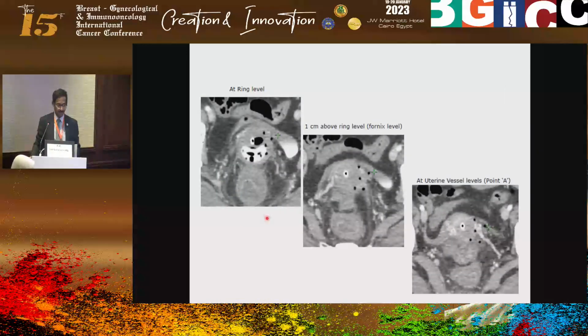So this is another example here with IV contrast. You see the uterine artery nicely seen crossing the midline here on this side, and then something here, and that is seen better on the next slide here.